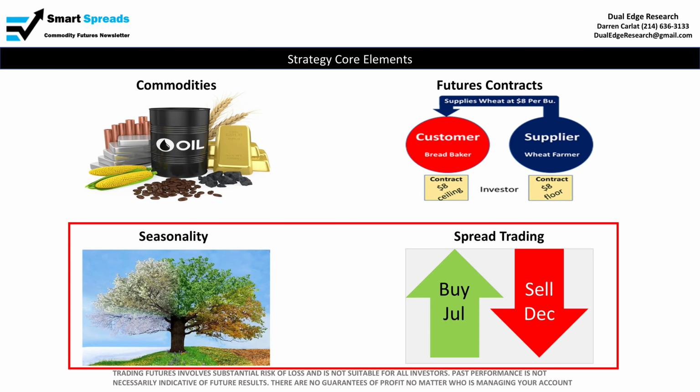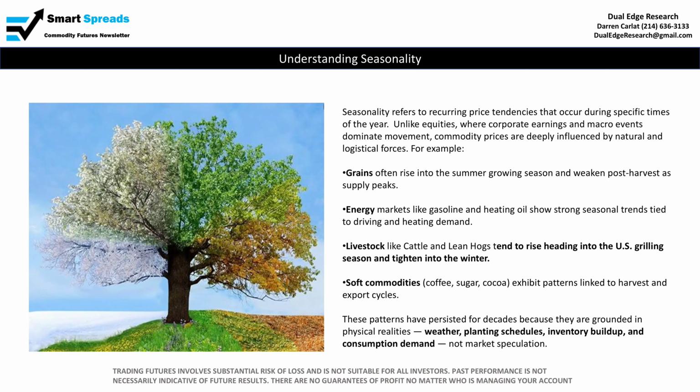The Smart Spreads strategy is built on four foundational elements: commodities, futures contracts, seasonality, and spread trading. Together, these components create a structured, data-driven framework designed to identify repeatable opportunities in the commodity markets. This video will focus on seasonality and spread trading. Commodities and futures contracts are discussed in more detail in the video, Commodity Futures, found on the Dual Edge Research YouTube channel. Back to our main topic.